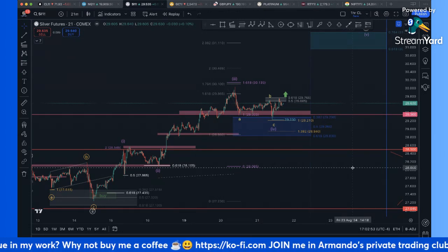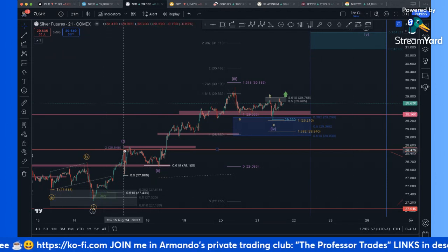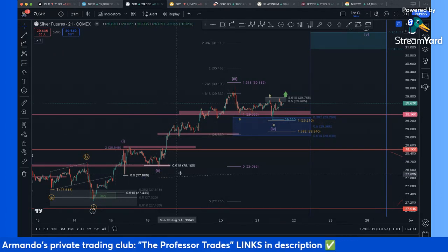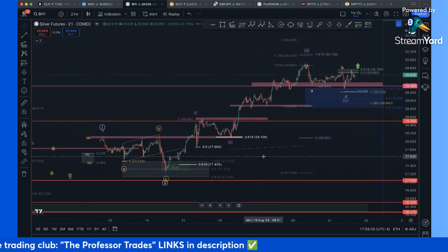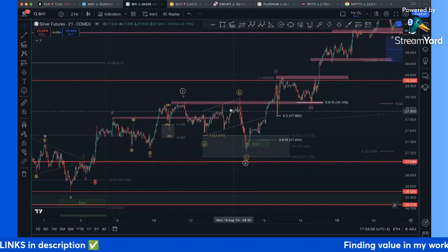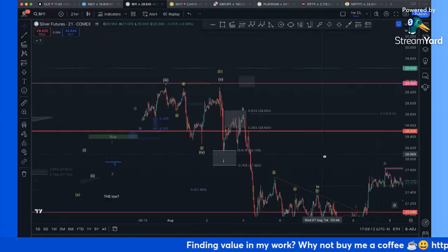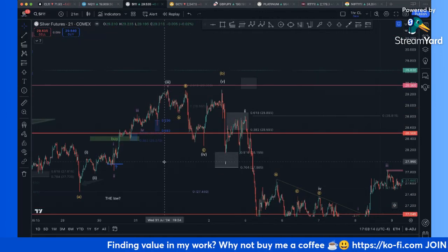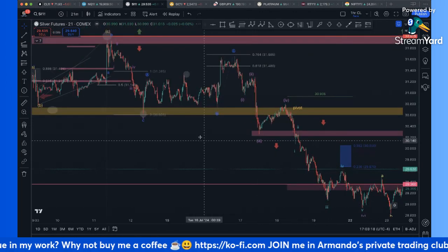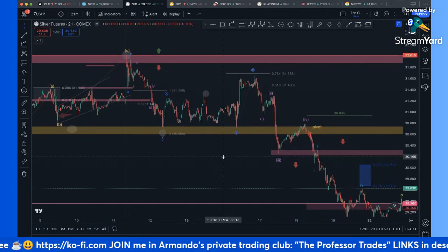So here we are. We had the low. This is my buy box. And we got a 1, 2. We got a 3. This is a lower degree. The actual wave that I'm tracking is even bigger than this 1, 2. It actually goes all the way back over here to this high, all the way back in July.